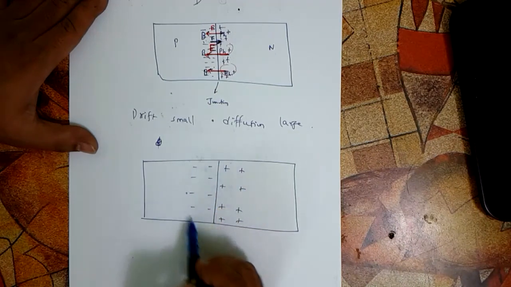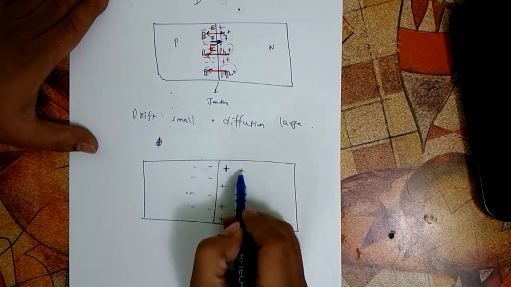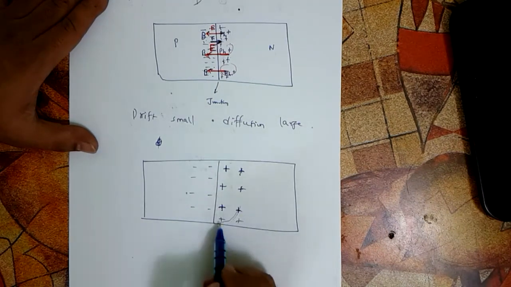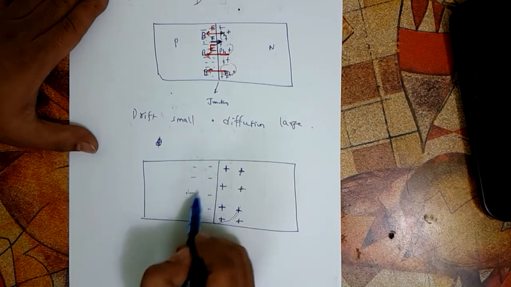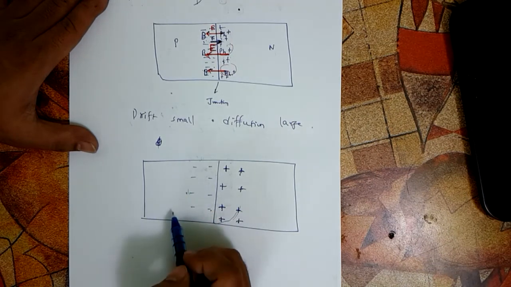Both of these can't conduct electricity. Why? Because phosphorus, this positive charge, can this phosphorus move? No. Why? Because they are bound. Phosphorus can't move. What about the negative charges here? Can these negative charges move? No. Why? Because these negative charges are blocked into those holes.